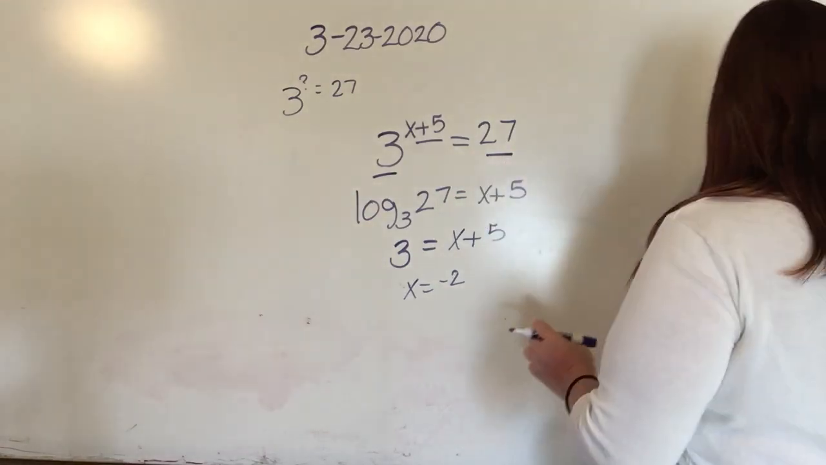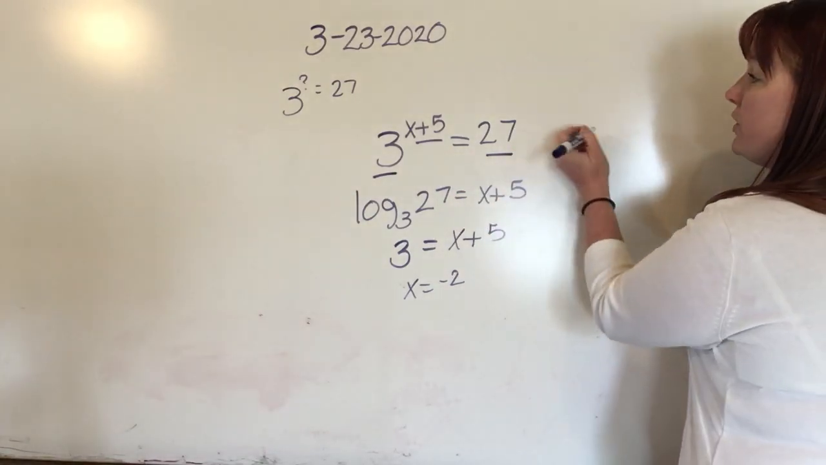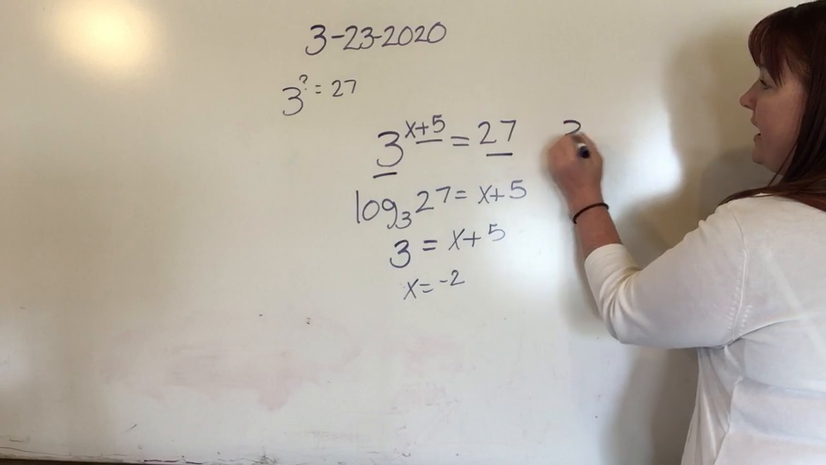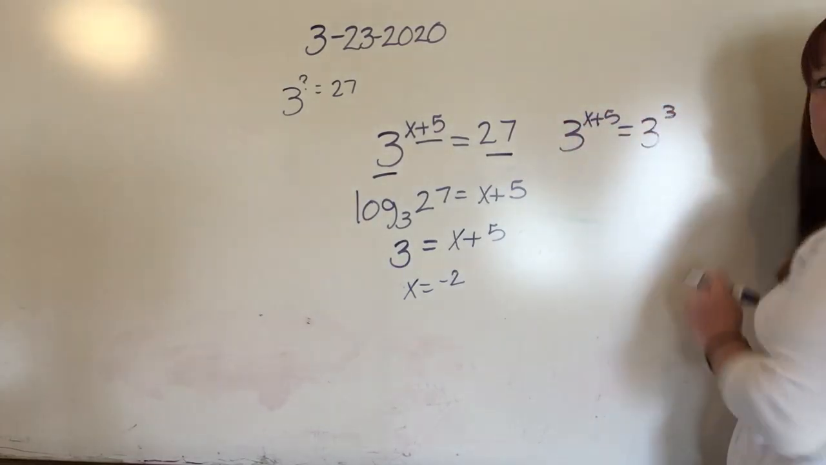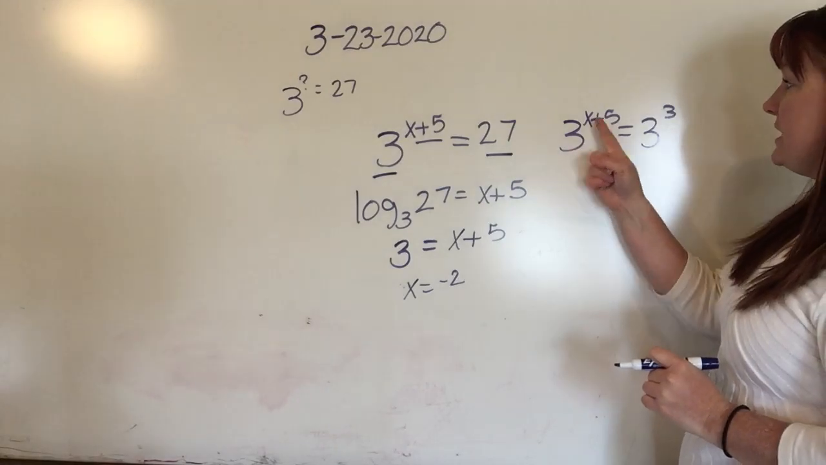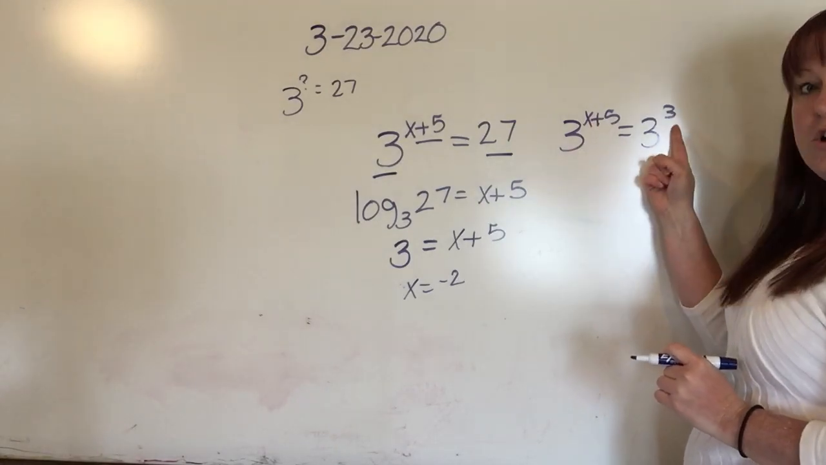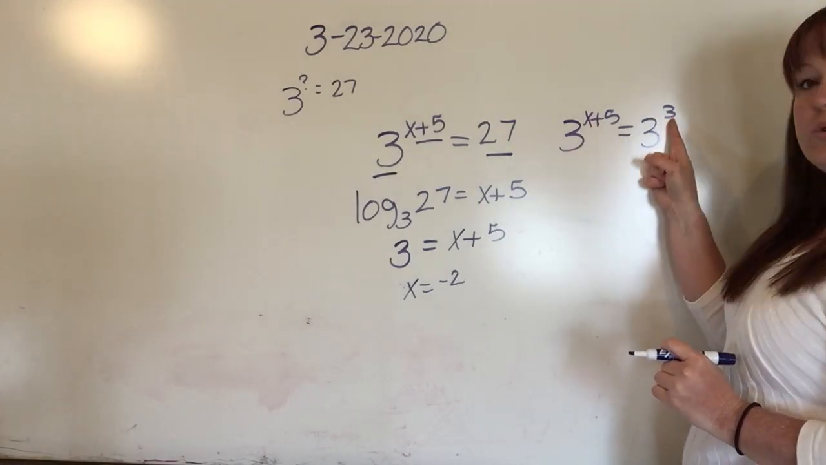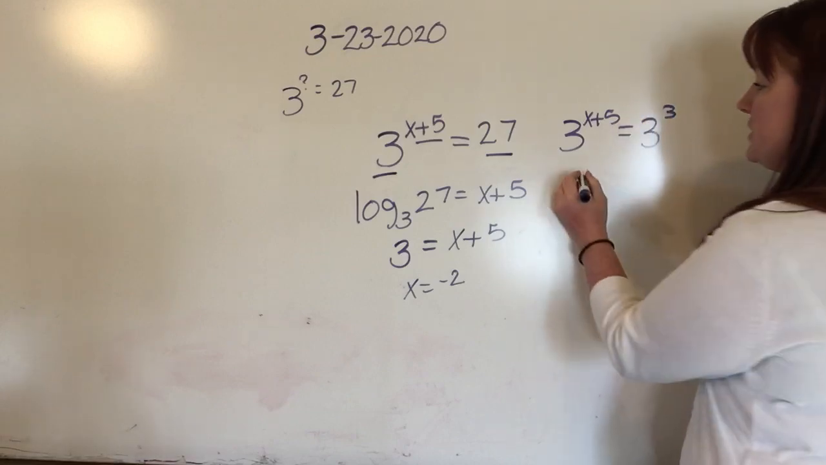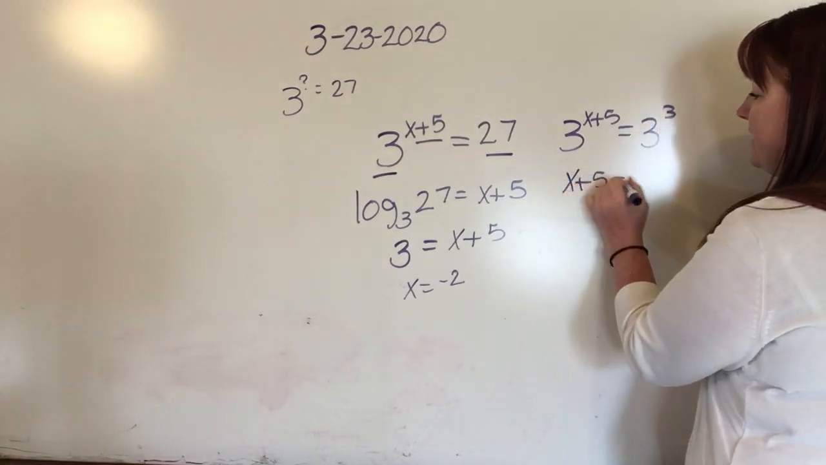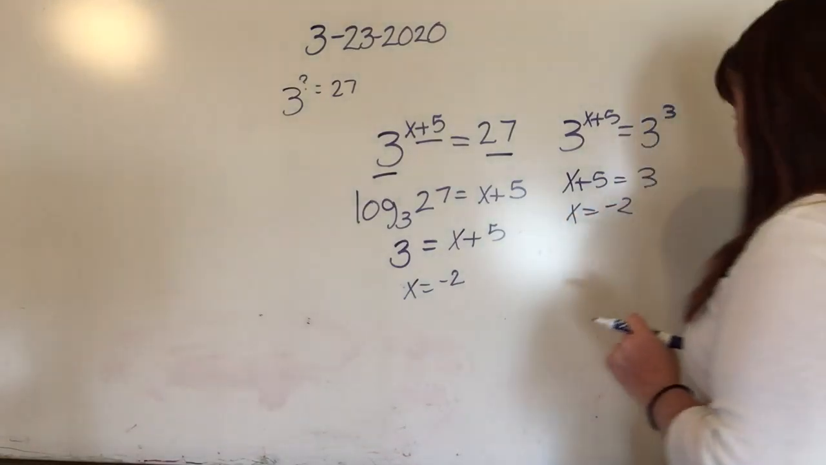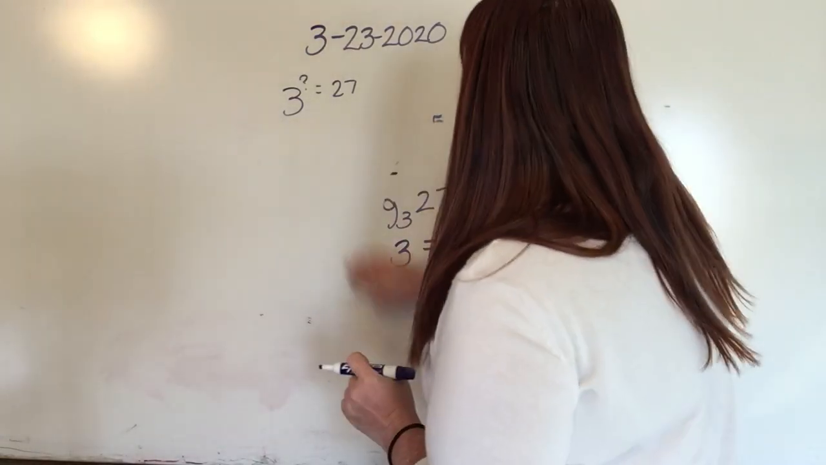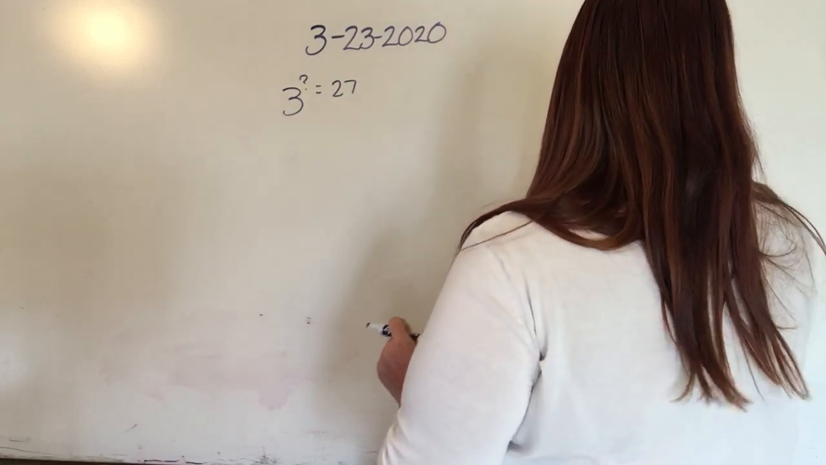The other way you could do this is you could rewrite 27 as having the base of 3. And then you could say, okay, 3 to the x plus 5 has to equal 3 to the third. And x plus 5 equals 3. So x equals -2. Okay, and I think this is in our notes in a couple of days, but I'm going to show you this next one too.